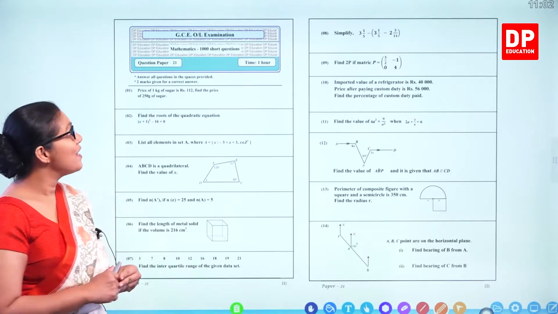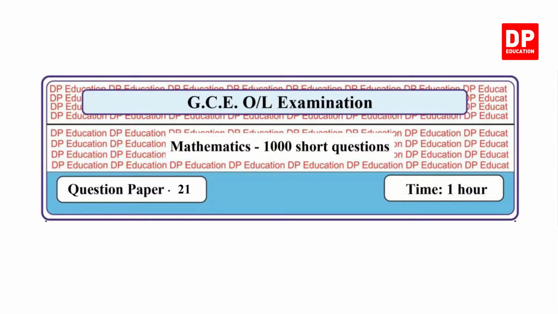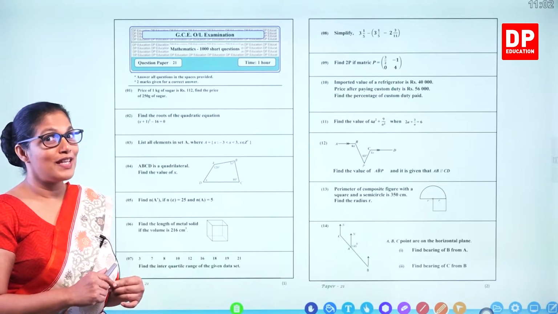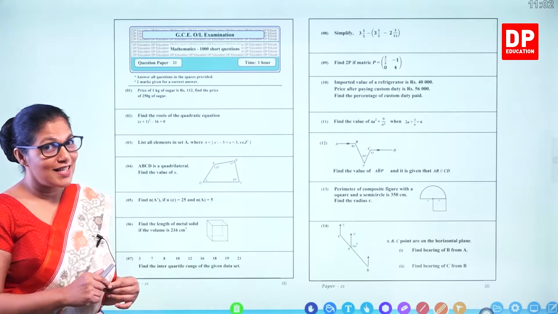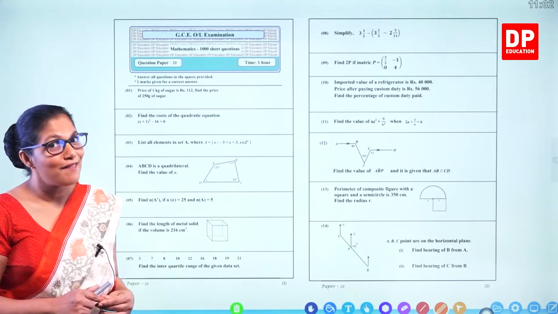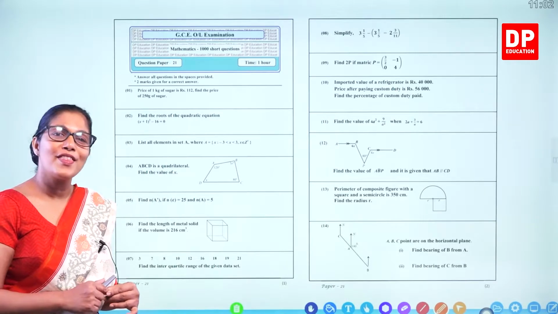Hello students, today I am going to do GCE O-Level Examination 1000 Short Question Series. This is question paper 21. So we have covered 20 papers. So altogether how many questions we covered? 20 times 25. 500 questions we covered out of 1000.